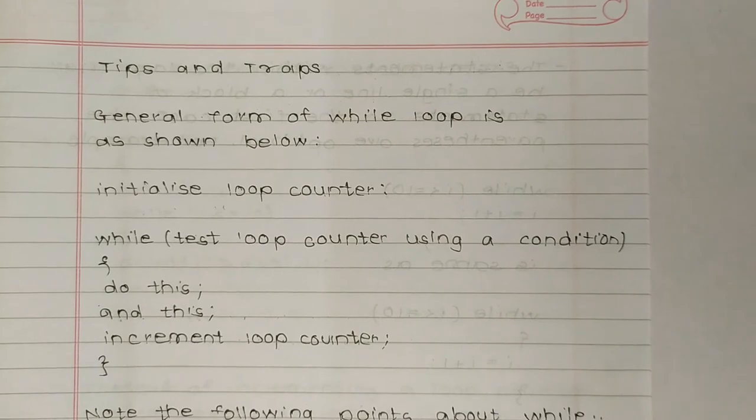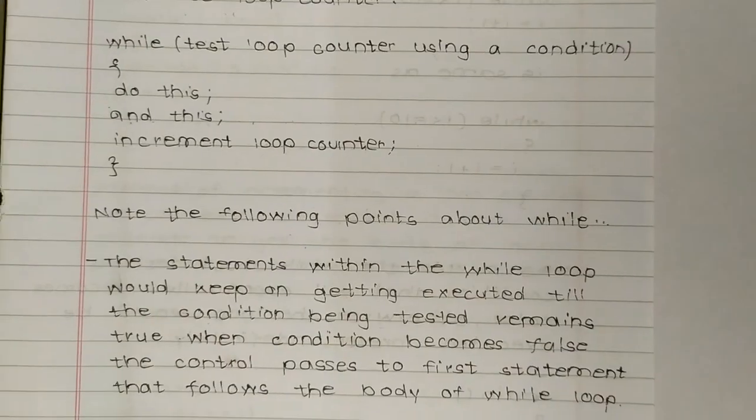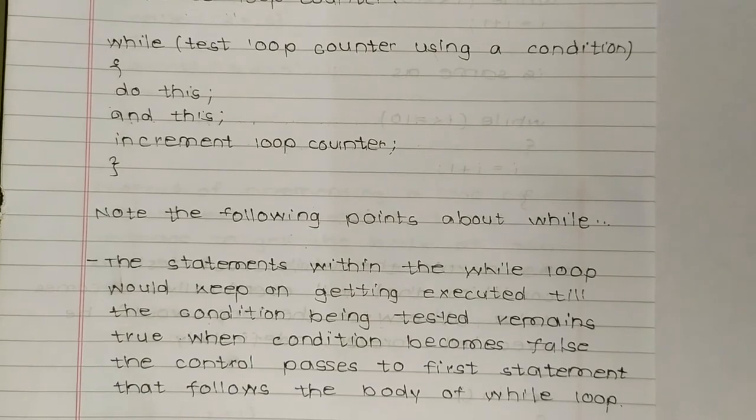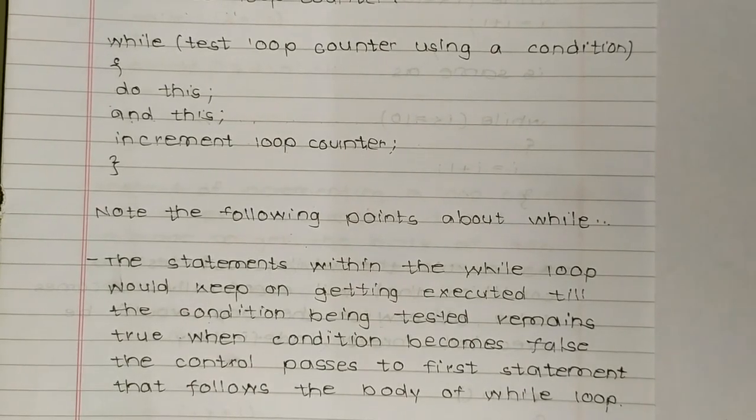Tips and traps. The general form of the while loop is as follows: initialize loop counter. While test loop counter using a condition, that means do until a certain limit, then do this and this and increment loop counter. So this is basically the format of using a while loop. That means we are performing some task and then we are incrementing that counter.